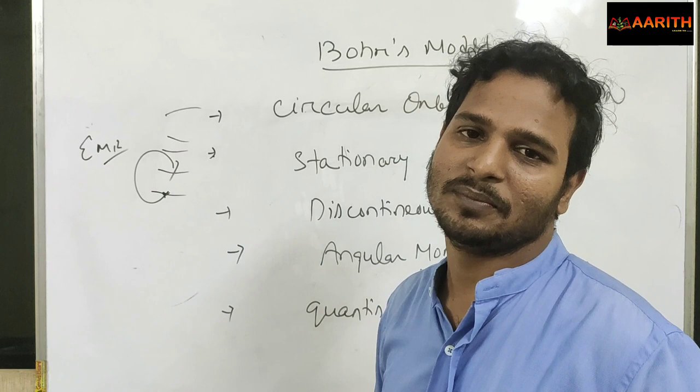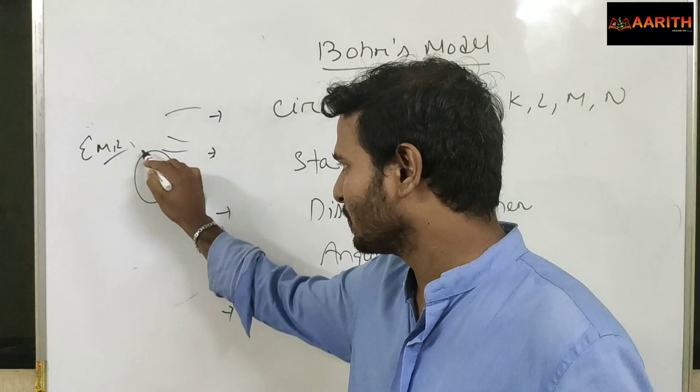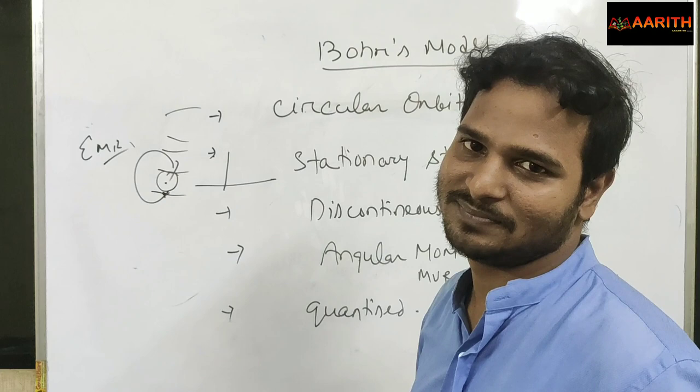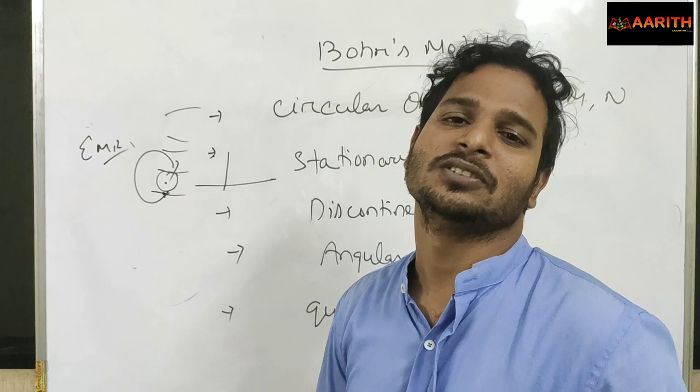Fine. And that energy gap, the amount of energy that it absorbs, is represented as a spectral line in an energy diagram. If it absorbs, that is called absorption spectrum. If it emits, that is called emission spectrum.